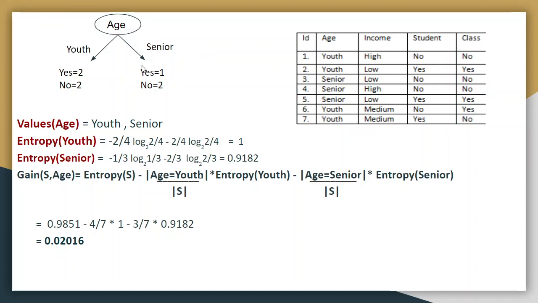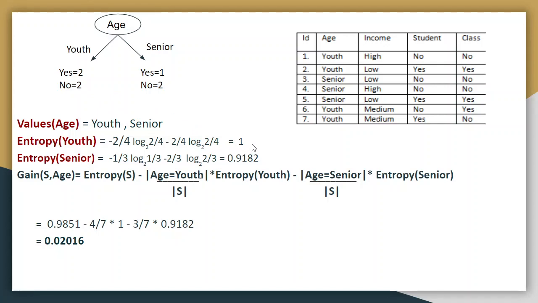And the same goes for senior also. Then I have calculated the entropy for youth, where this is the probability for yes, which is minus 2 by 4 log base 2 of 2 by 4, minus 2 by 4, which is the probability of no, log base 2 of 2 by 4, which would be 1.